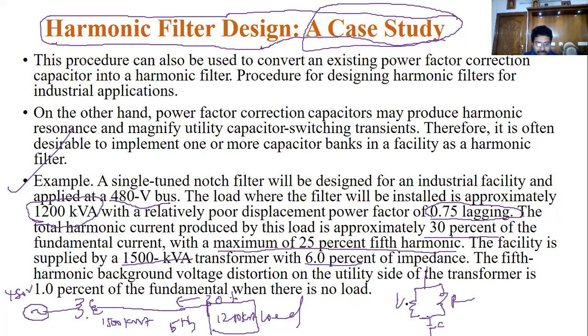So now this is the case study problem. How to design the filter? How to design the filter for this case? They have given this case, this diagram. The source is 480 volts. The transformer is this one. Then the load is connected with the transformer. A 1500 kVA transformer, with a 1200 kVA load connected. This load can inject 30% harmonics into the system. Most of the harmonics are fifth order harmonics. So how to design these parameters, nothing but the R, L, C values?